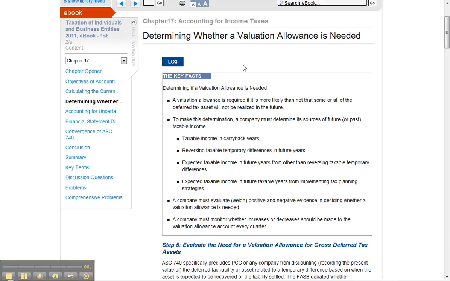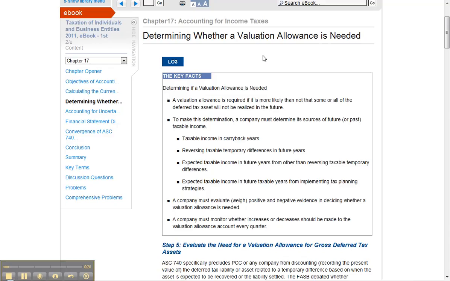Learning objective 3 gets at valuation allowances. Now, it's a little bit confusing, but at the end of learning objective 2, we talked about deferred tax assets. And in this example, the company had a deferred tax asset relating to a bunch of future deductible amounts that were going to reduce its future tax liability.